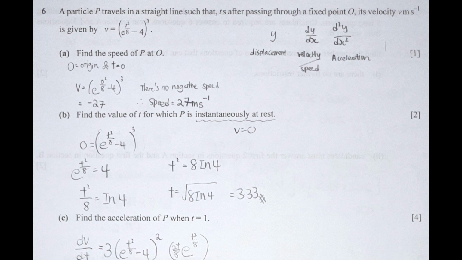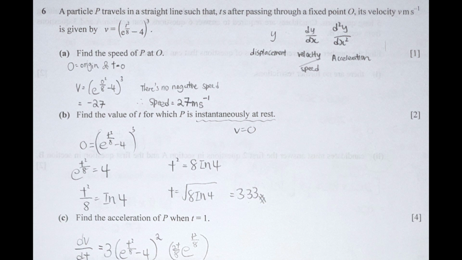So O is actually the origin, which means your time is 0 over here. By substituting t equals 0, you will get your velocity as negative 27. However, for speed, there's no negative, so you're required to just write down 27 as the speed of P at O.